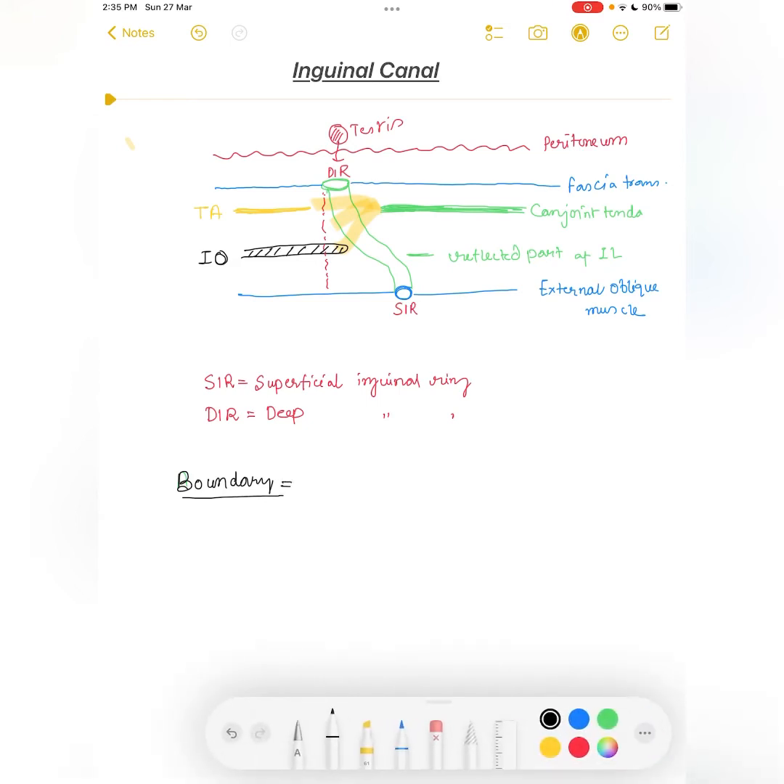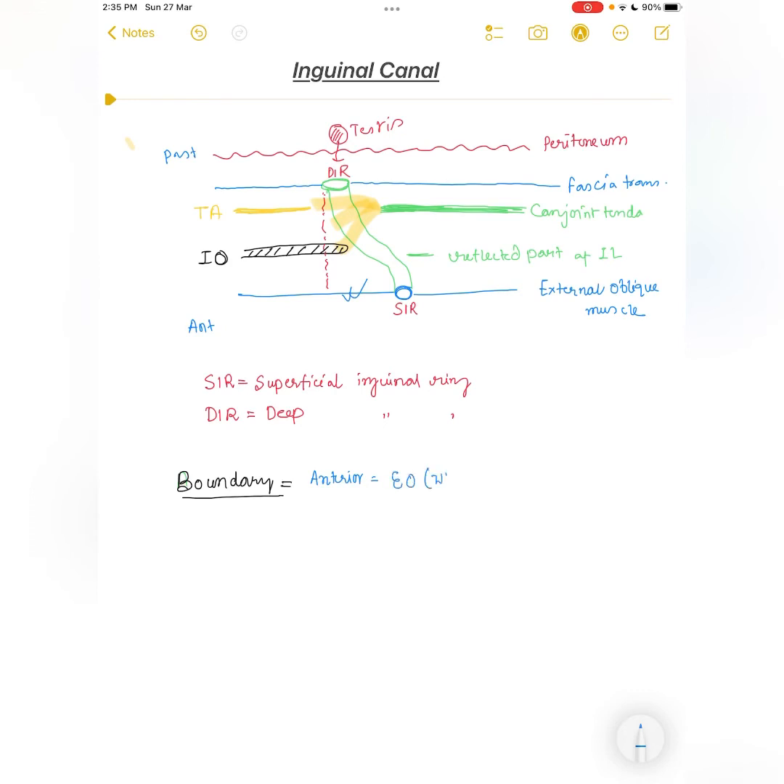Firstly, the anterior wall. Anteriorly, what is this? Obviously this is anterior, and some part of the internal oblique is also at the anterior. Suppose this is anterior, this is posterior. So obviously anterior is the external oblique fully, and the internal oblique. This is the lateral portion and this is the medial, so laterally the internal oblique is at the anterior.